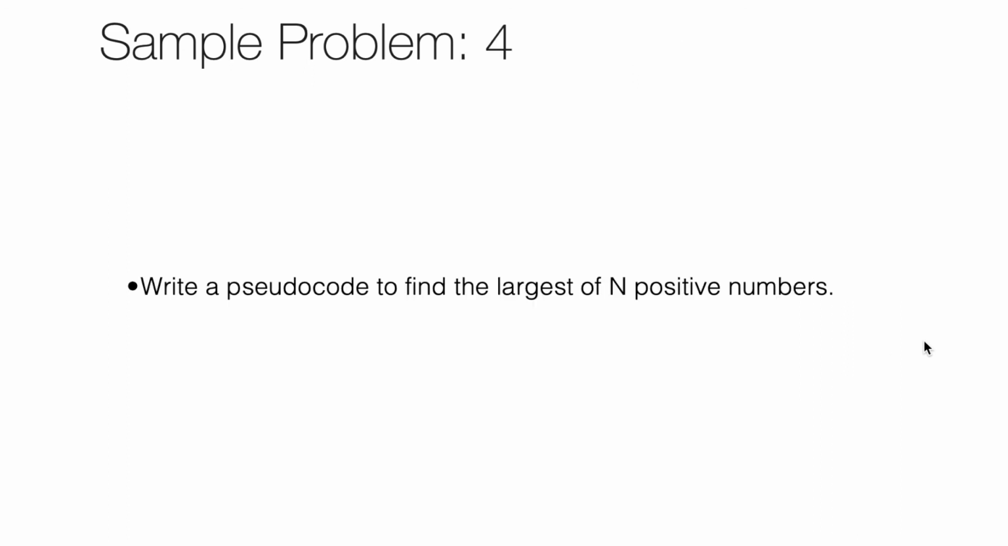You have to write a pseudocode to find the largest of n positive numbers. In the previous example, we found the largest of 3 positive numbers. In this example, you have to write a pseudocode to find the largest of n positive numbers. So pause this video for a few minutes and come up with a pseudocode to find the largest of n positive numbers.